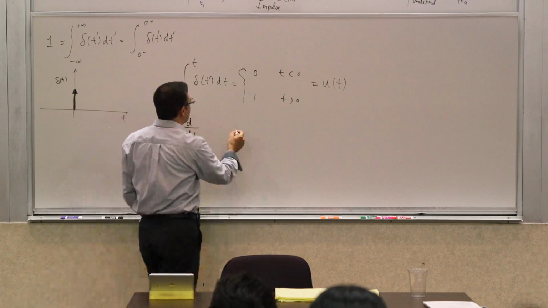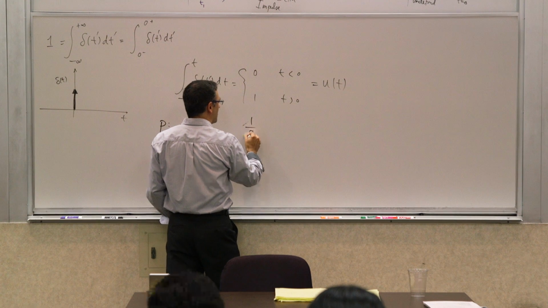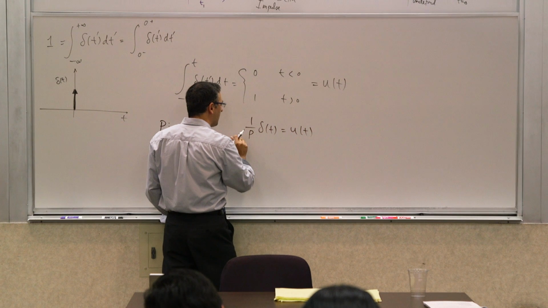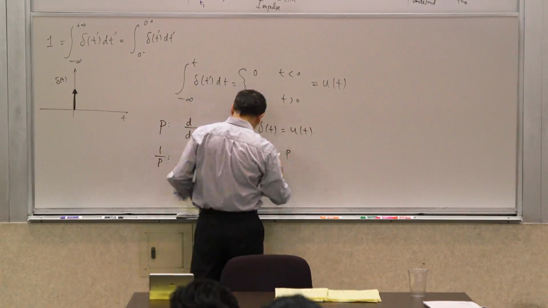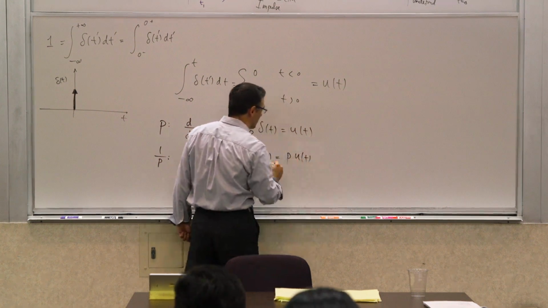So anyway, if you take this notation, what this says is that the integral of the delta of t is u of t. Or conversely, delta of t is the derivative of u of t. So you could have actually defined delta of t this way.